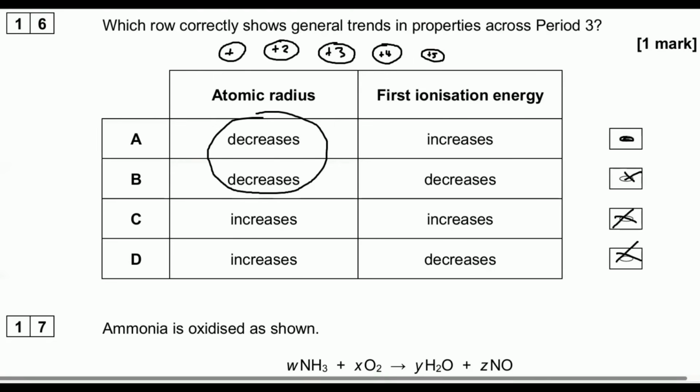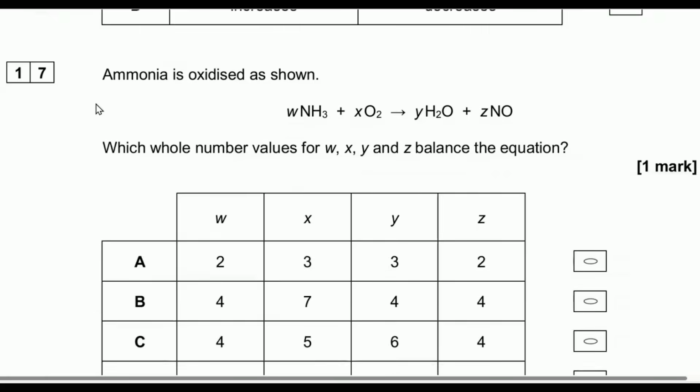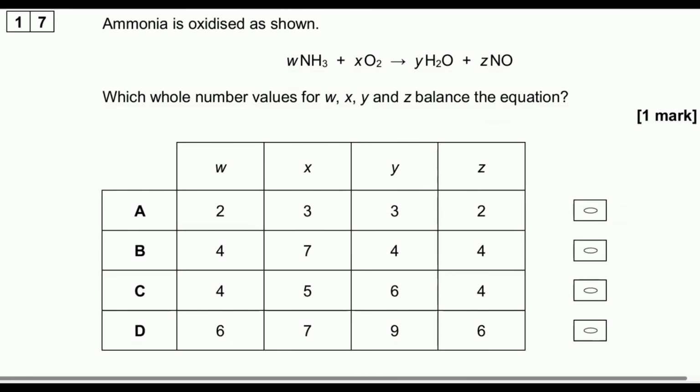Remember, there's no extra shielding as well. You're adding electrons to the same shell, so you haven't got that pushing the outer electrons out either. So all reasons for why the atomic radius decreases and the first IE goes up.